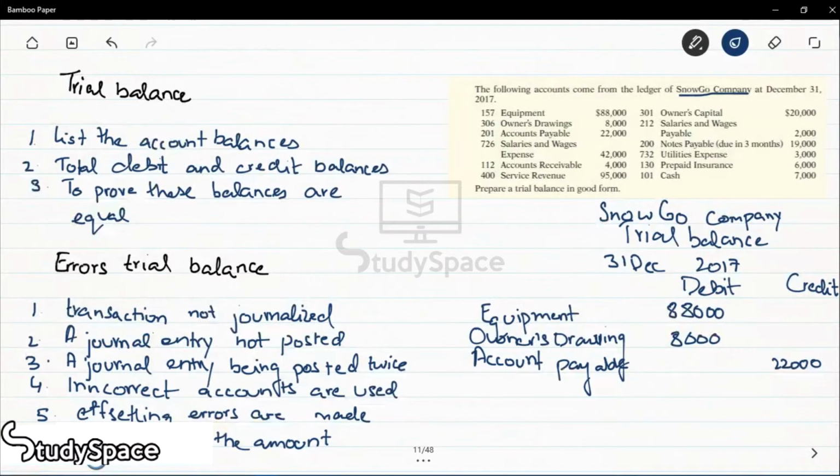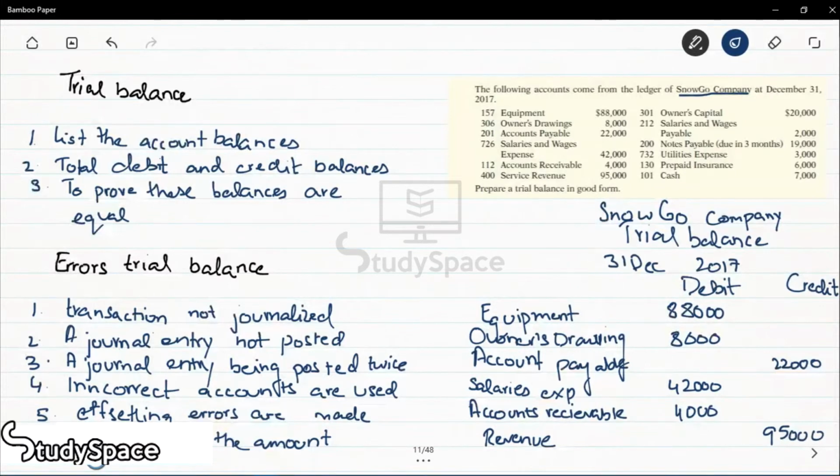Then we have salaries and wages expense. So I'm just going to write salaries expense. This will have a debit balance since it is also positive, for 42,000. Accounts receivable, also being positive, would have a debit balance of 4,000. Now our revenue is credit in nature because, as we studied, revenue is an increase in capital, therefore this 95,000 will come as credit.